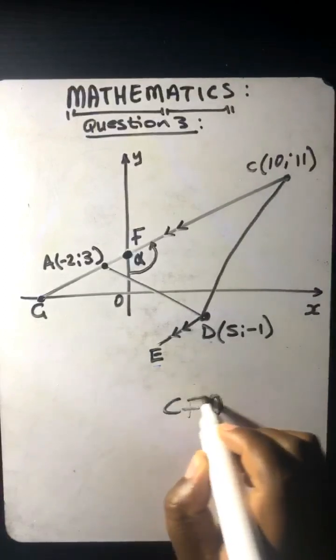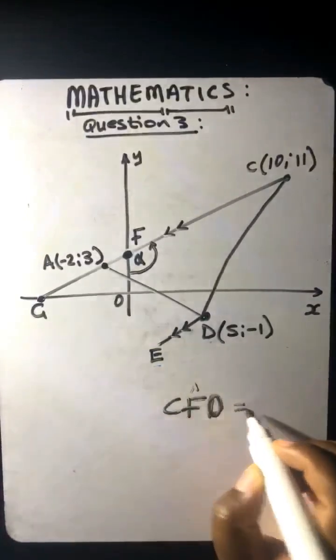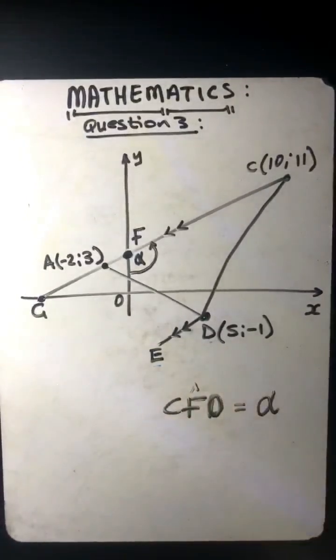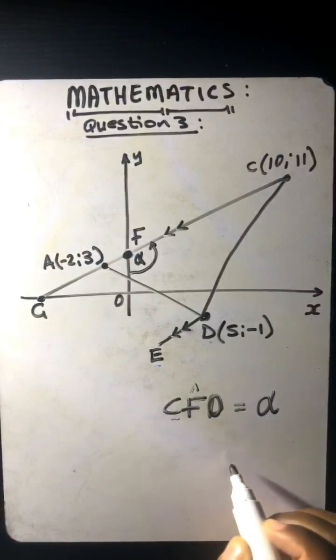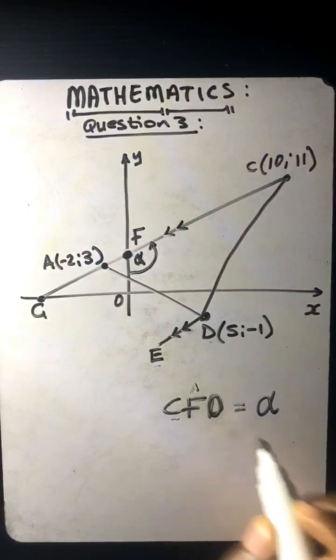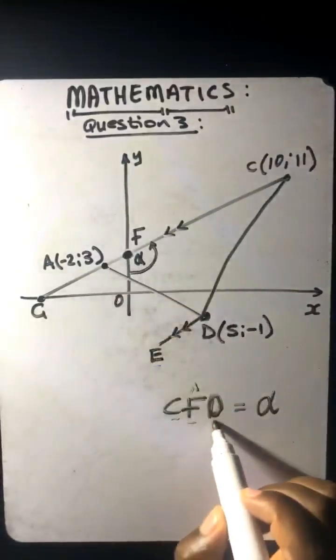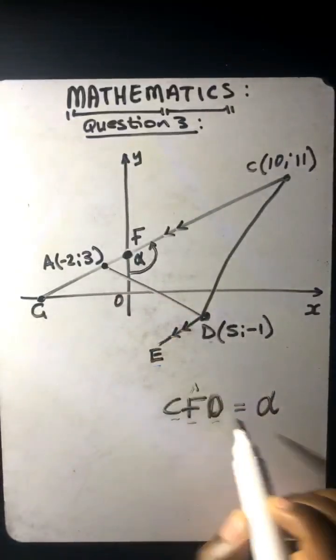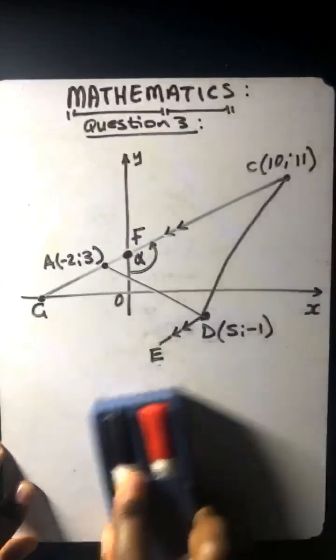Yes, in triangle CFO, angle F is the one which is actually called alpha. Very, very important, ladies and gentlemen. In triangle CFO, F being that point and O being the origin, angle F is the one which is named alpha. So this is all the information that we have got.